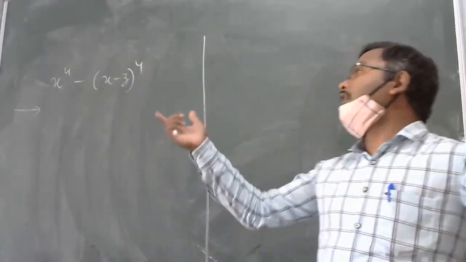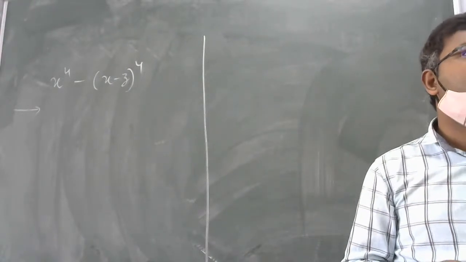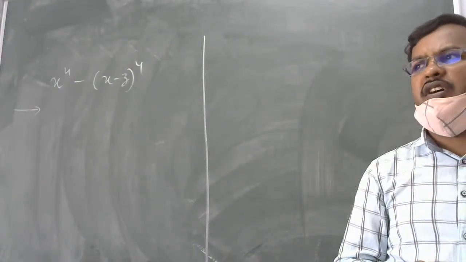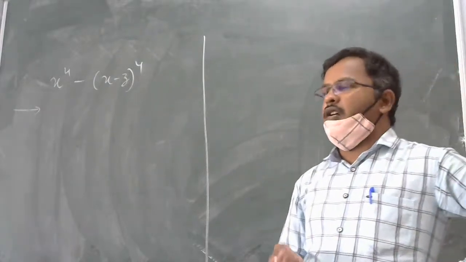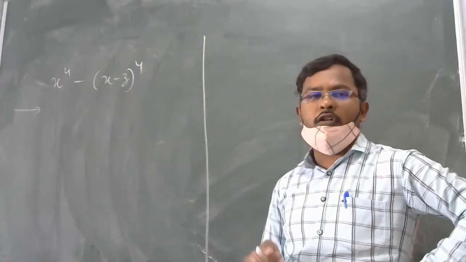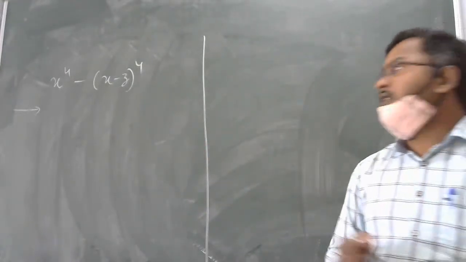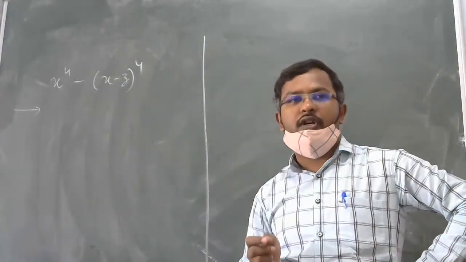See, whenever we are having two terms, there is only one identity. What is that? A square minus b square. Or else, first of all, you have to see whether we can take anything common or not. We cannot take anything common here. So if that is not there, then you have to go for the a square minus b square identity.